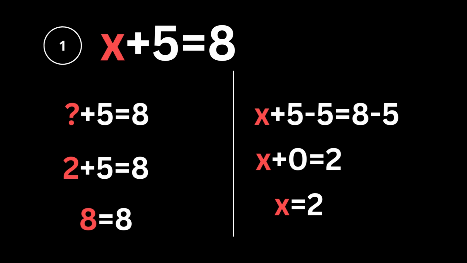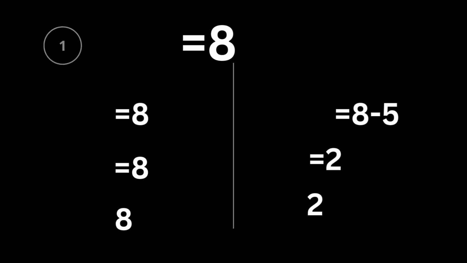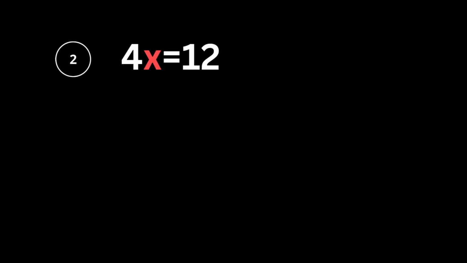Now let's say we have 4x = 12. How can we calculate the value of x? So let's think about this. 4 times what number is equal to 12? When you see a number and a variable attached like that, the connection between them is multiplication. 4 times one number is 12.